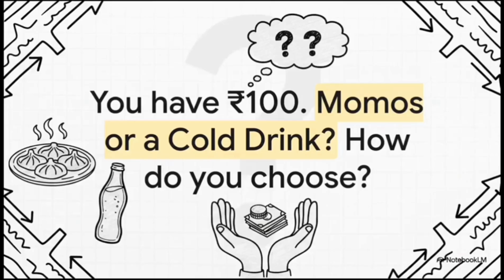So just imagine this. You've got 100 rupees in your pocket. You're feeling hungry, maybe a little thirsty. Do you buy momos? Or a cold drink? Or maybe a little of both? How do you actually make that choice? Well, that simple, everyday decision is exactly what economists call the problem of choice. This whole chapter is about breaking down how you, as a consumer, decide what to buy to get the most satisfaction possible from your limited money.